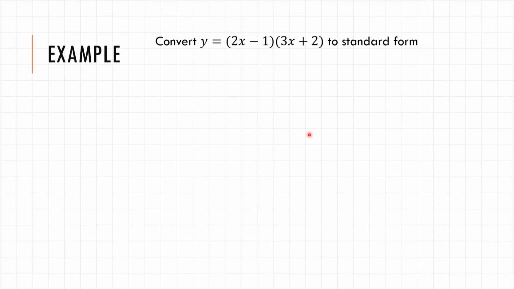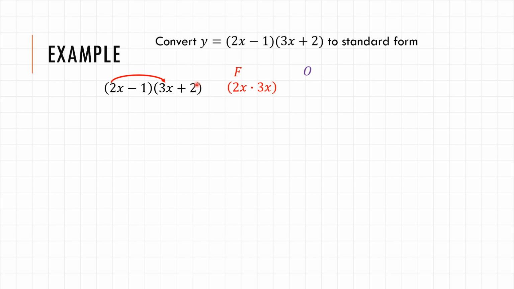Let's look at an example of this. Convert this to standard form. Now I could make my algebra tiles and stuff, but instead I'm just going to follow the rule that I figured out. So I'm going to do 2x times 3x. Those are the first two terms in each binomial. 2 times 3 is 6. X times x will be x squared. But I'll get to that later.